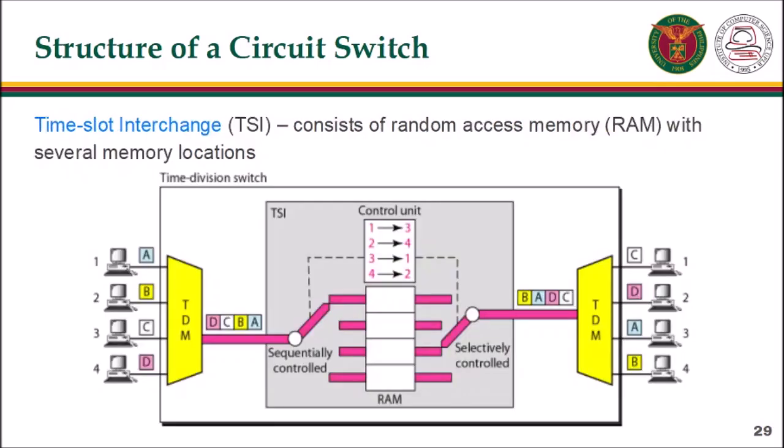This figure combines a TDM multiplexer, a TDM demultiplexer, and a TSI, which consists of random access memory with several memory locations. The size of each location is the same as the size of a single time slot. The number of locations is the same as the number of inputs. The RAM fills up with incoming data from time slots in the order received. Slots are then sent out in an order based on the decision of a control unit.